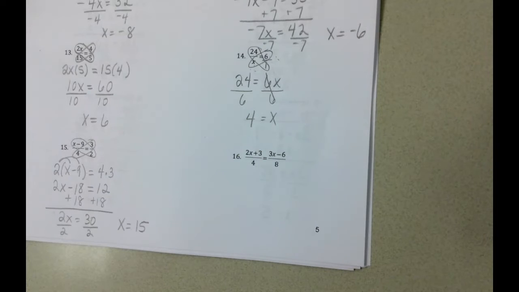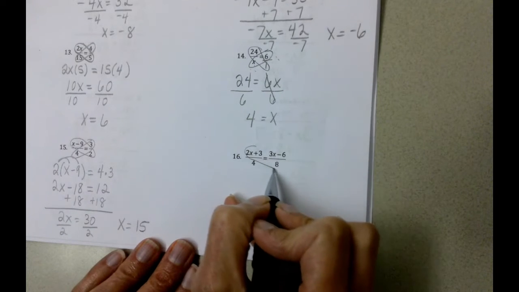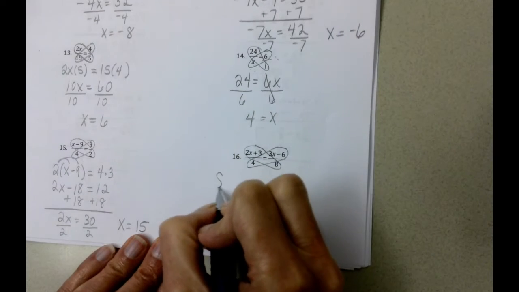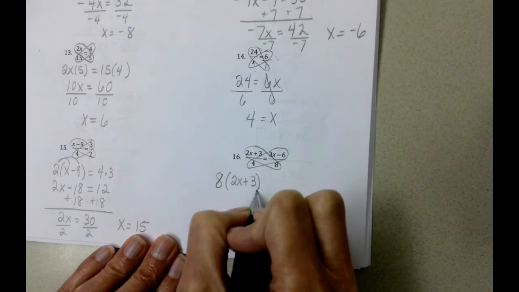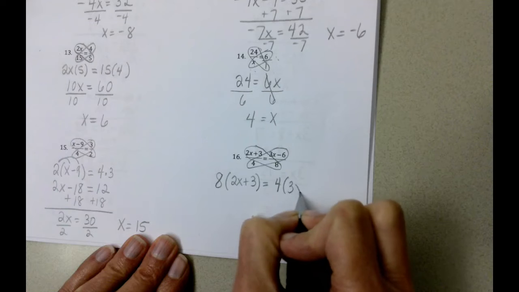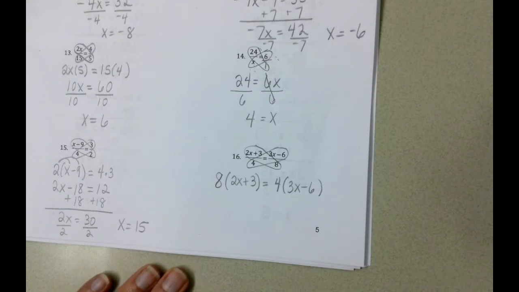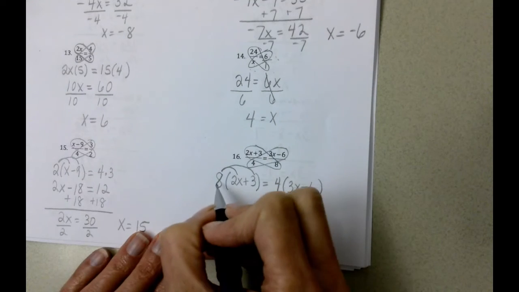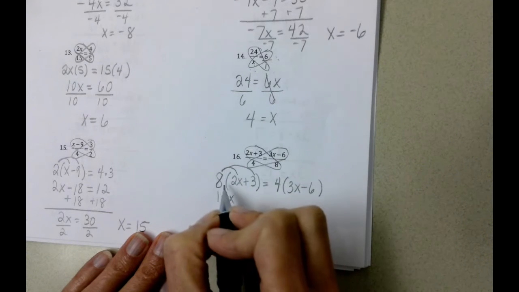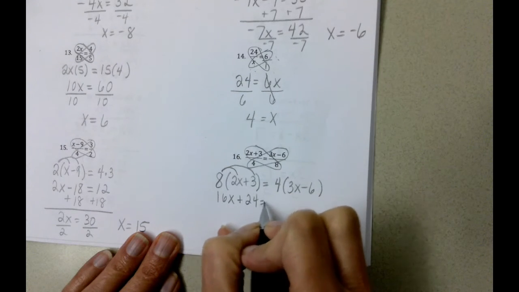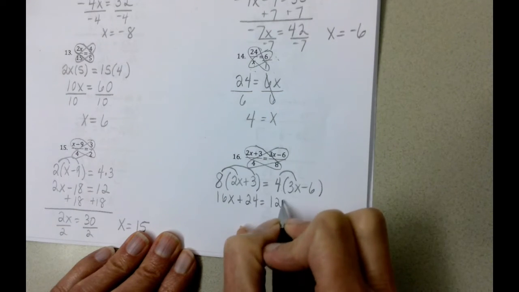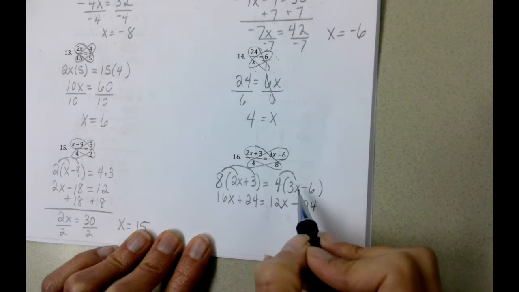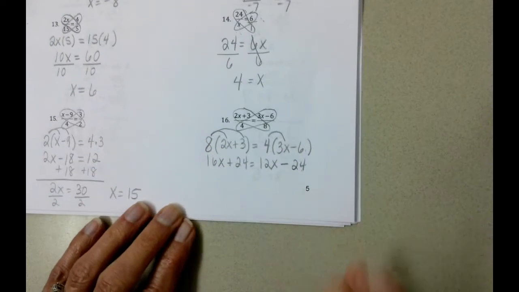And lastly, on this particular practice, same idea. We'll multiply these two together, and we'll multiply these two together. It's 8 times 2x plus 3 equals 4 times 3x minus 6. We're going to have to distribute both times. So we take the 8 and multiply it by 2x, and the 8 and multiply it by the 3. So 8 times 2x is 16x. 8 times 3 is 24. Here, 4 times 3x is 12x. 4 times 6 is 24. Notice the sign. 4 times negative 6 is another way to state that.